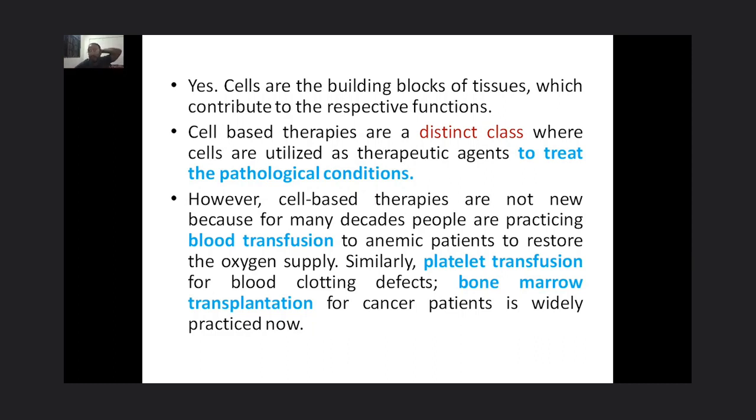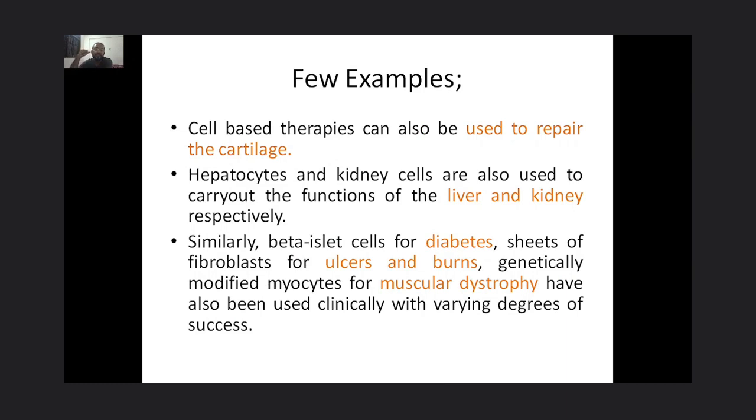Next we have bone marrow transplantation. That is also cell-based therapy, which was practiced decades ago. For cancer patients, bone marrow transplantation is widely practiced. So these are the three major techniques I pointed out where cells have been used as therapeutic agents for decades. Blood transfusion is there, platelet transfusion is there, bone marrow transplantation is there. A few examples. Cell-based therapies can also be used to repair cartilages.